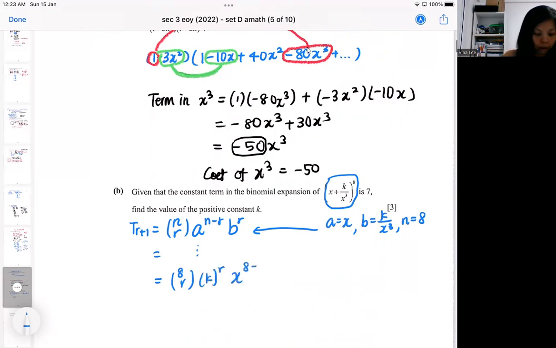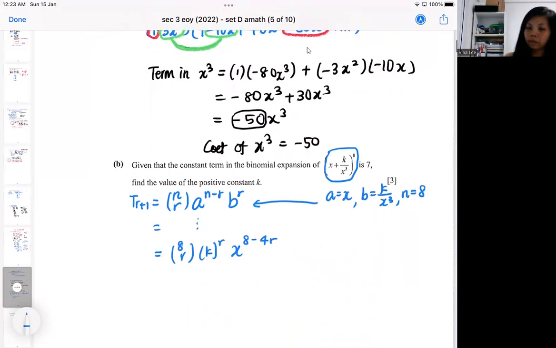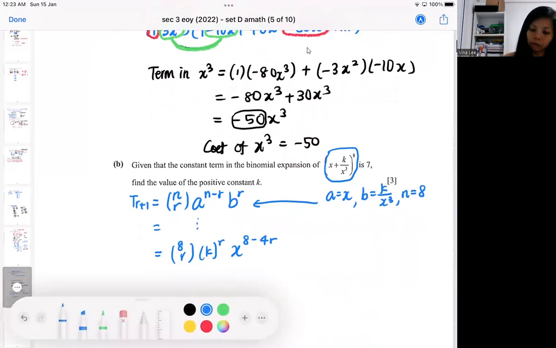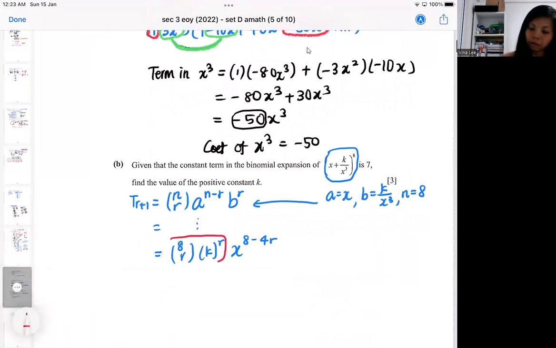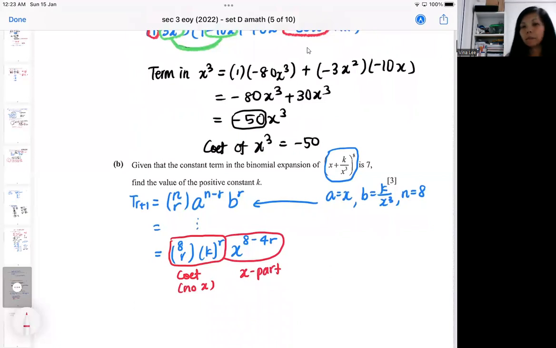I will not go through how I actually got here. There will be a separate video on the concept of this. So what you should achieve from the general formula is that you must be able to see the coefficient part. This coefficient part has no x. This is the x part. Then you target the power of x. So you got to know what is the power for constant term. For constant term, sometimes they call it the term independent of x.